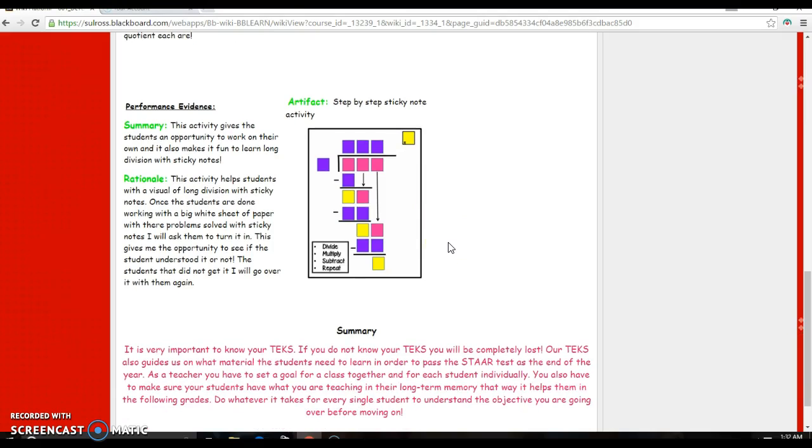Okay, for my summary, this activity gives the students an opportunity to work on their own, and it also makes it fun to learn long division with sticky notes. For my rationale, this activity helps students with a visual of long division with sticky notes. Once the students are done working with a big white sheet of paper with their problem solved with sticky notes, I will ask them to turn it in. This gives me an opportunity to see if the students understood it or not. And if the student doesn't get it, I will go ahead and do the lesson again, make sure they understand everything that's going on.